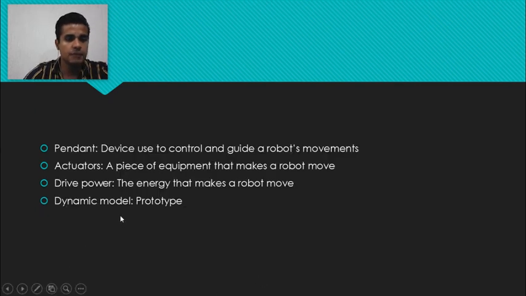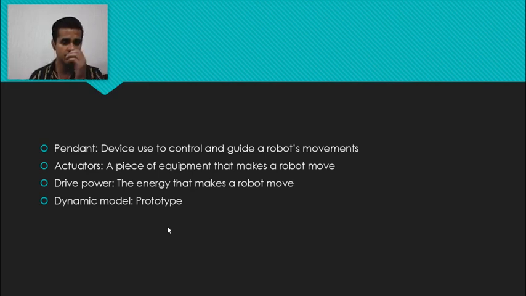Pendant, what is this? A device used to control and guide a robot's movement. Basically, think of it like a remote. Okay, that's it. That's a pendant. Actuator, what is this? A piece of equipment that makes a robot move. Remember, all of these are components. Okay, so the actuator is a piece of equipment that makes the robot move.